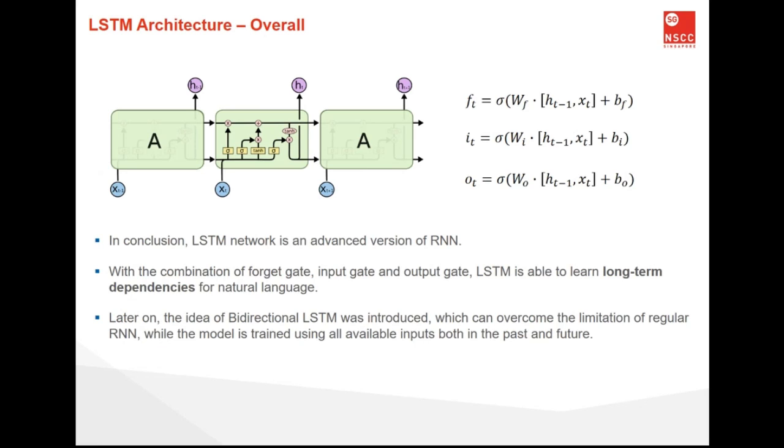LSTM networks are well suited to classifying, processing, and making predictions based on time series data, since there can be lags of unknown duration between important events in the time series. LSTMs were developed to deal with the vanishing gradient problem that can be encountered when training traditional RNNs. Relative insensitivity to gap length is an advantage of LSTM over RNNs, hidden Markov models, and other sequence learning methods in numerous applications.